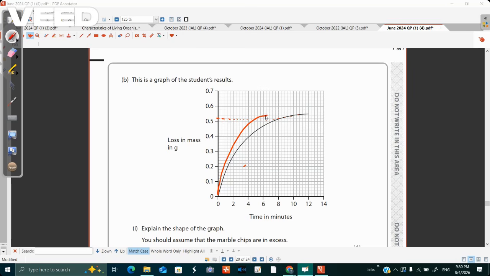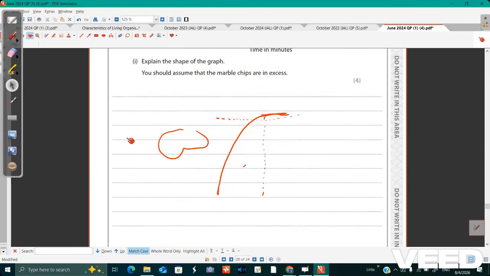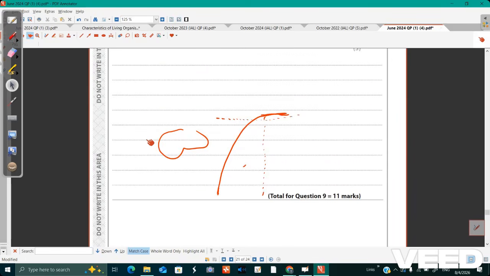It will stop over here. Reaction is happening faster. See? Happening faster, a greater slope, and the reaction stops earlier. Why? Because the reaction is happening faster. At the end of the day, same amount of loss in mass. Why? Because the amount of chips is the same. Right?